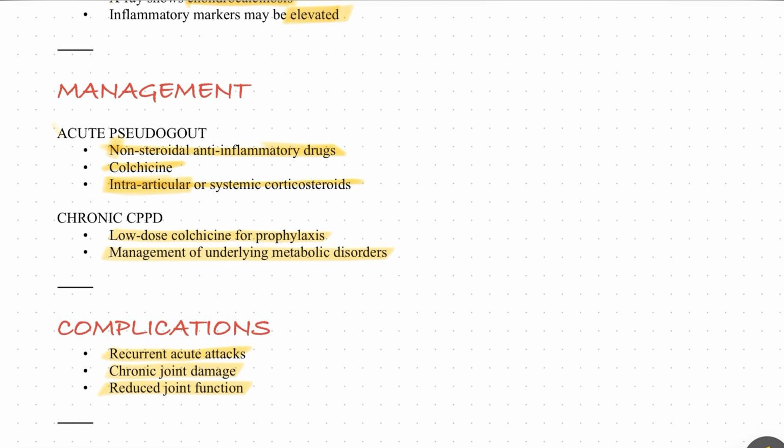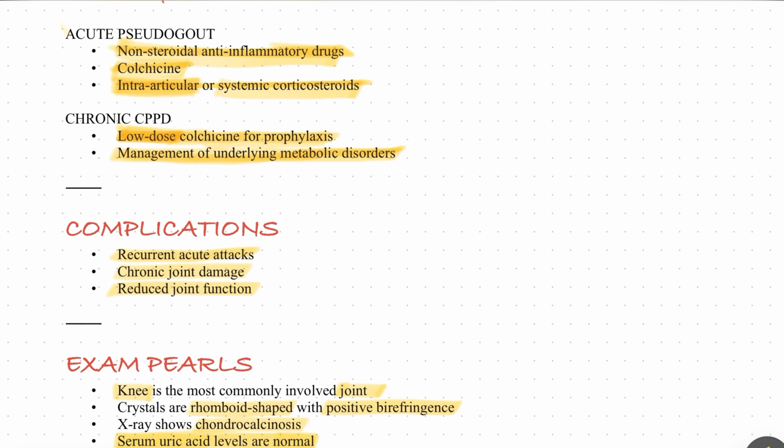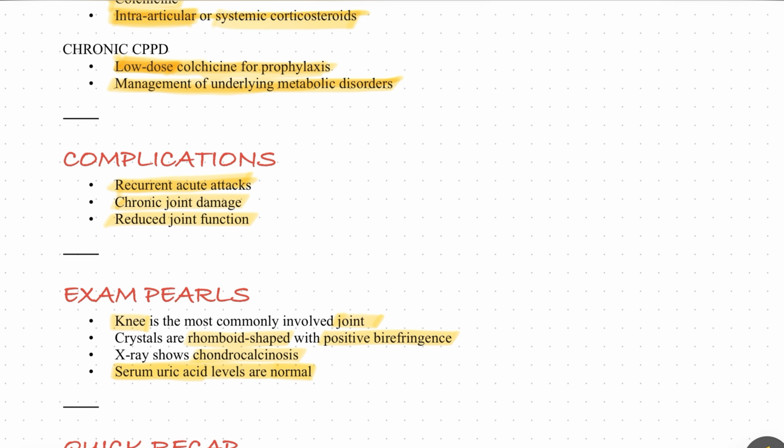Then management: you give NSAIDs, colchicine, intra-articular or systemic corticosteroids in acute pseudogout. In the chronic condition, you give low dose colchicine for prophylaxis. You need to manage the case long term, so if you give a high dose, the patient may face complications of the drugs, and you need to manage that also. For the long term, you give low dose. Sorry, slip of tongue. Management of underlying metabolic disorders. So what are the complications? Recurrent acute attacks, chronic joint damage, reduced joint function.